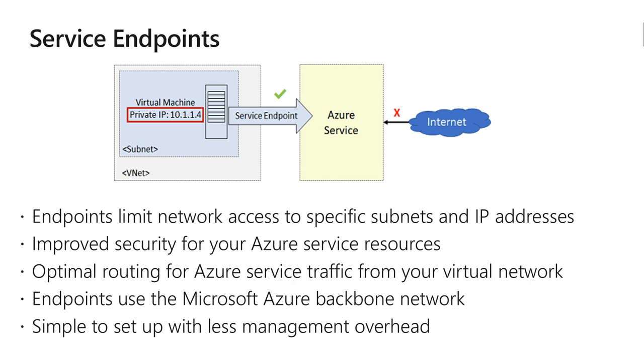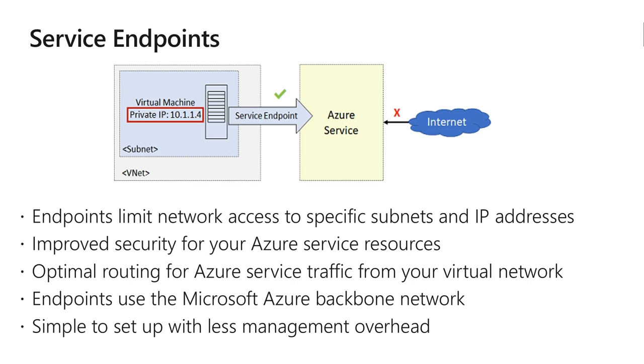The next one is that endpoints always take service traffic directly from your virtual network to the service on the Microsoft Azure backbone network. Keeping traffic on the Azure backbone network allows you to continue auditing and monitoring outbound internet traffic from your virtual network through force tunneling without impacting any of the services.